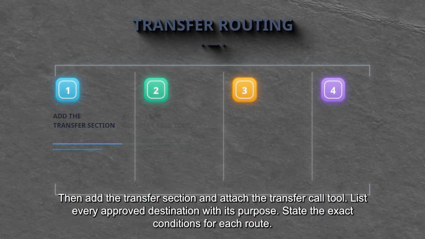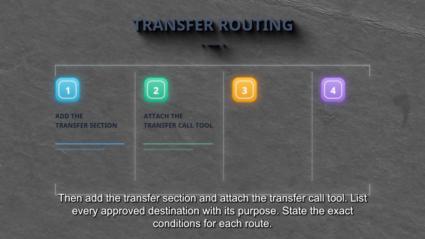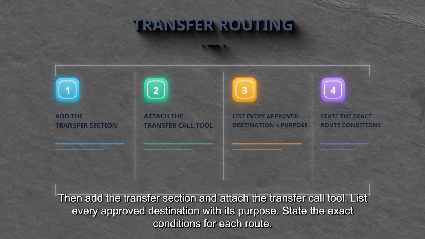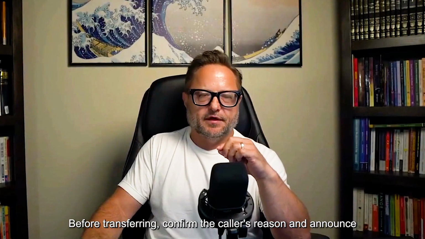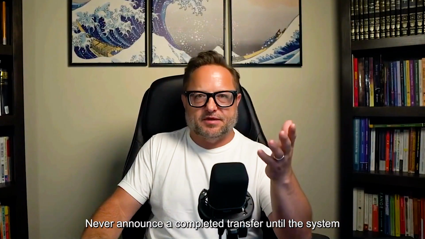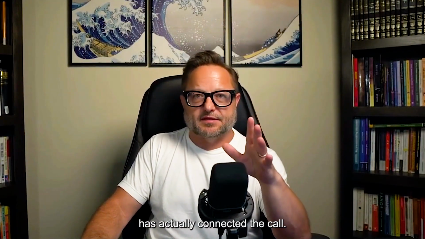Then add the transfer section and attach the transfer call tool. List every approved destination with its purpose. State the exact conditions for each route. Before transferring, confirm the caller's reason and announce the destination. Never announce a completed transfer until the system has actually connected the call.